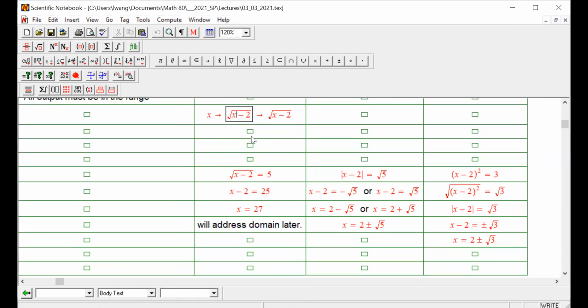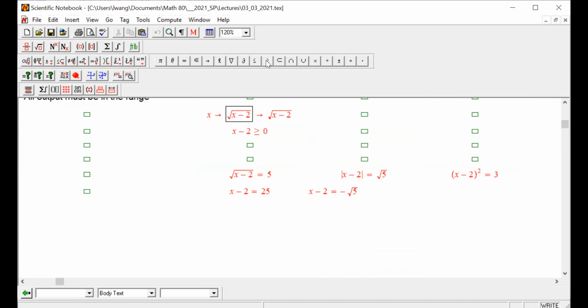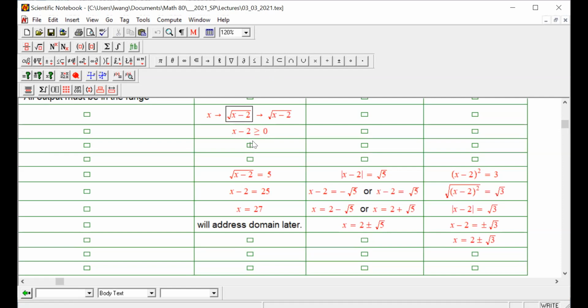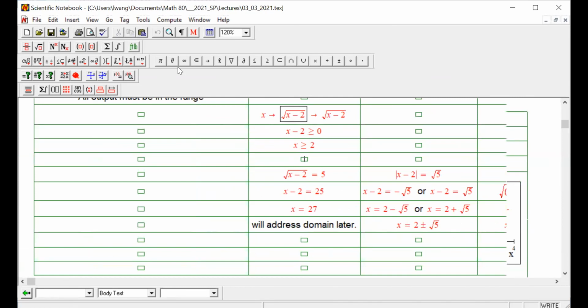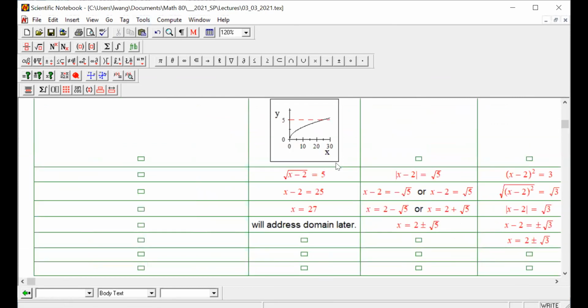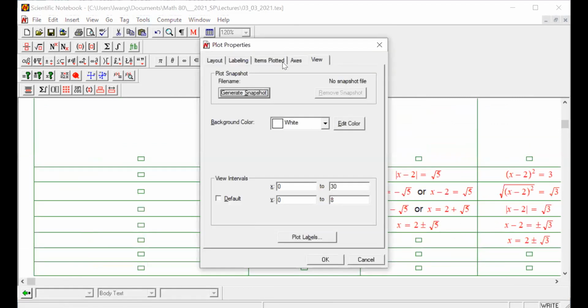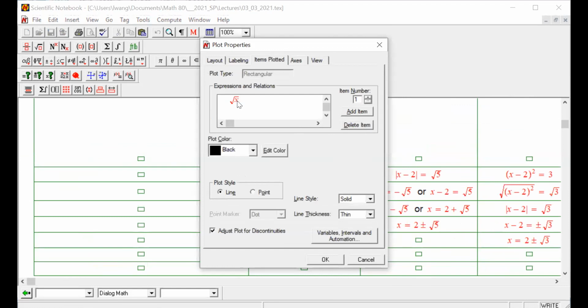Because we take the square root, x minus 2 has to be positive or 0. It cannot be negative. So x minus 2 has to be greater than or equal to 0. So this domain is going to be x greater than or equal to 2. If you look at the picture, it is going to change slightly. This time it is going to be x minus 2.